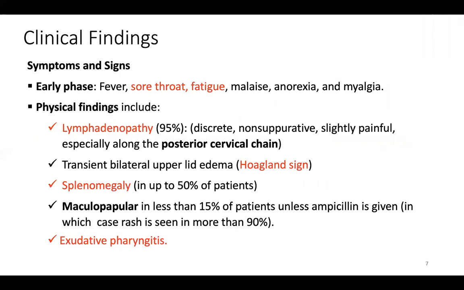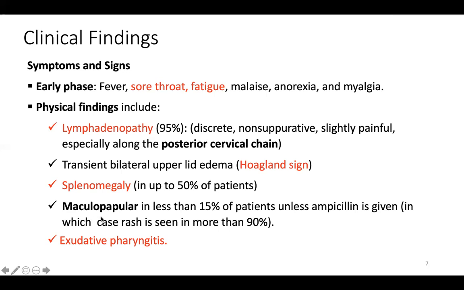For the physical findings, we have 5 important signs we should look for in our patients, like lymphadenopathy, which exists in 95% of the cases. The most important site is the posterior cervical chain. The lymph nodes are discrete, non-suppurative, and slightly painful, especially in the posterior cervical chain. Also, we have what's called Hoagland sign, a transient bilateral upper lid edema. Then splenomegaly, which exists in 50% of the cases.